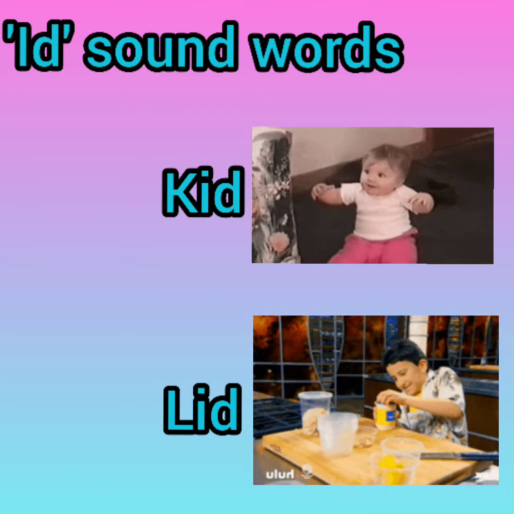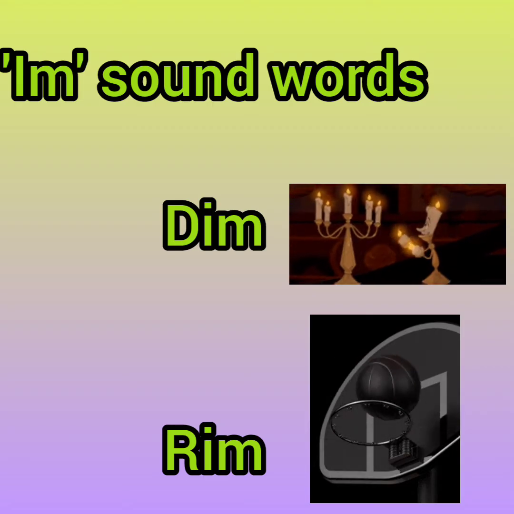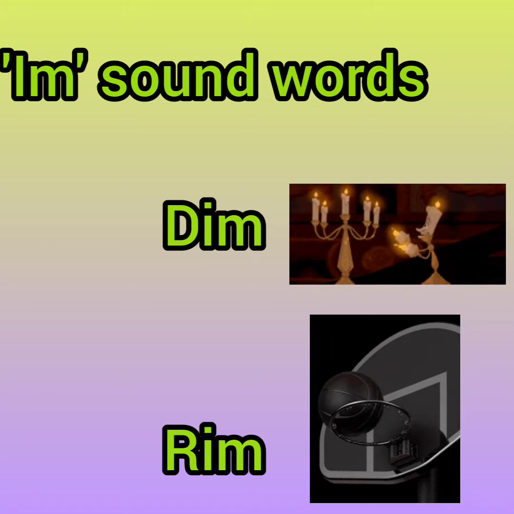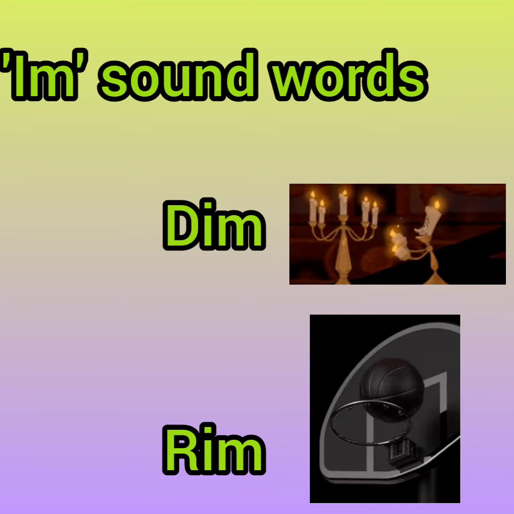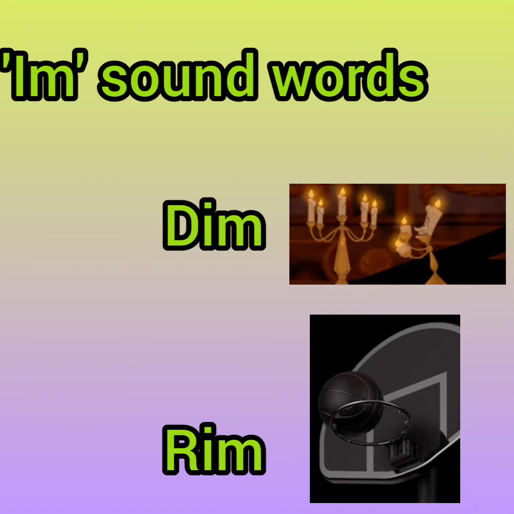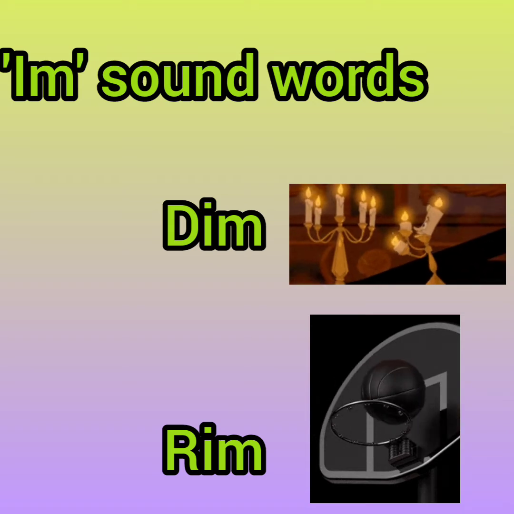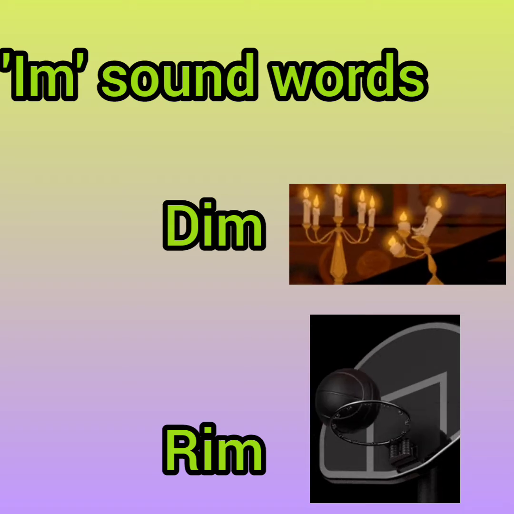Now the next is IM sound words. So the first is dim, DIM dim. D says D, DIM dim. R says R, RIM rim. So as you can see in the picture, dim means very low intensity of light. Dim lights कहते हैं हम लोग उसको, ठीक है. And rim means किसी चीज़ का भी जो corner होता है, just like you can see the rim of the basket here.